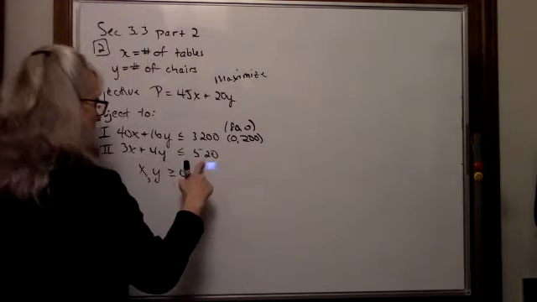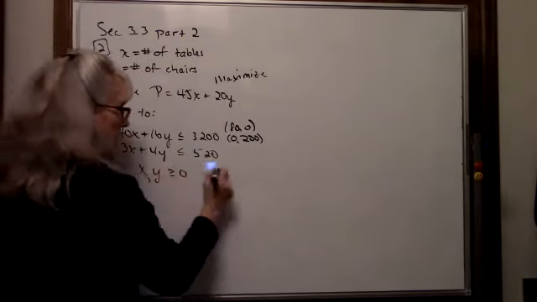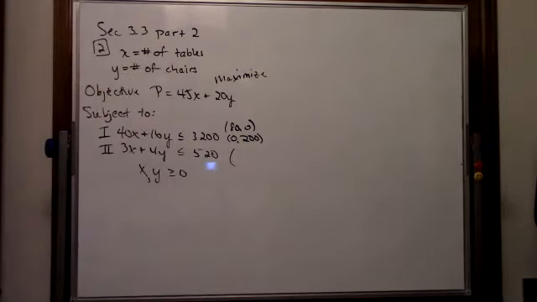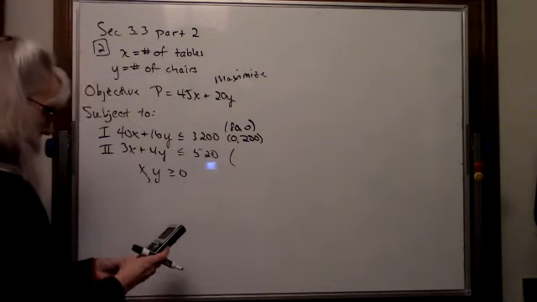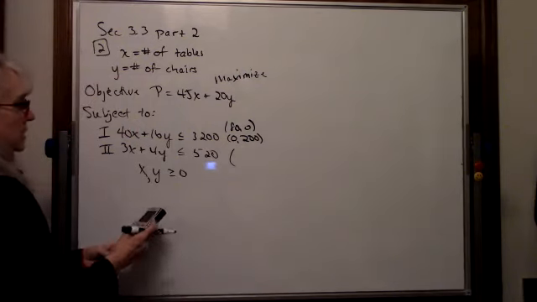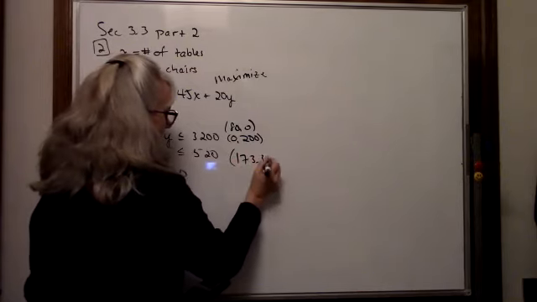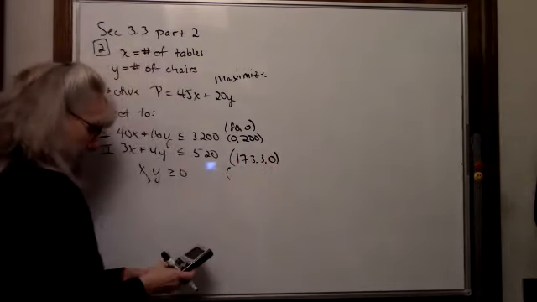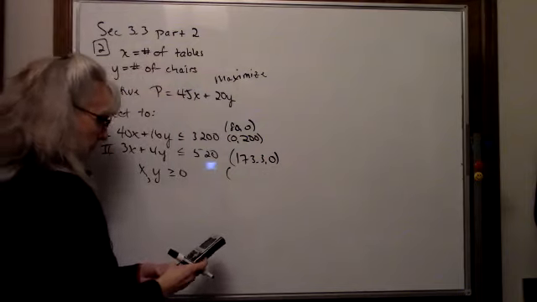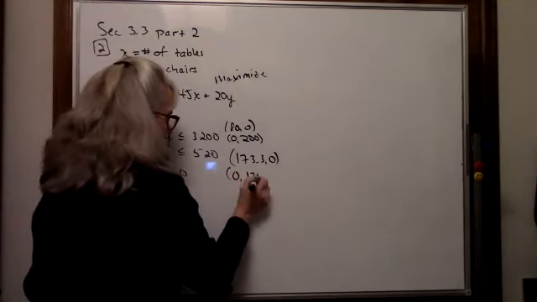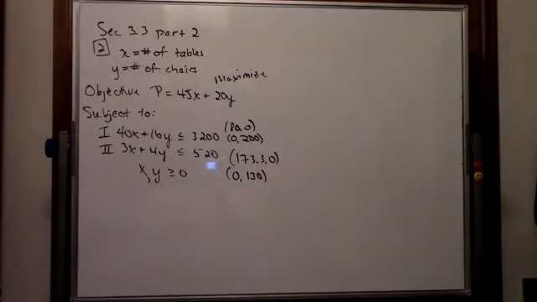Over here, 520 divided by 3, I'm going to double check that. That feels goofy. 520 divided by 3 is 173.3. And then 520 divided by 4 is 130. So (0, 130). So it is fairly large axes. We've got to get up to 200. I'm going to count by tens.